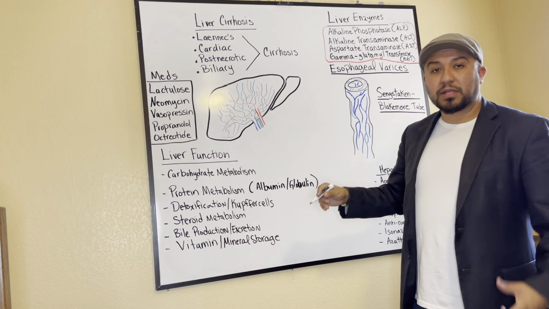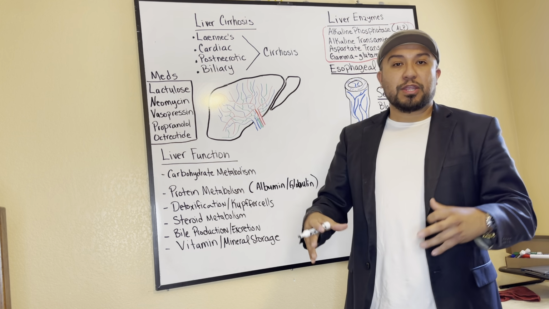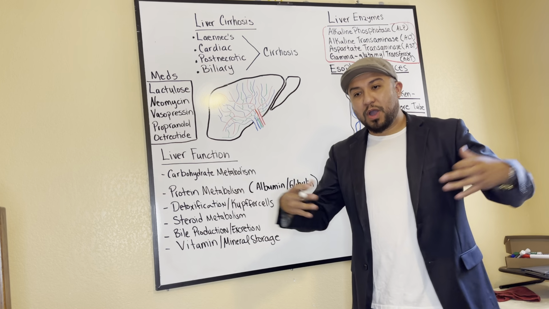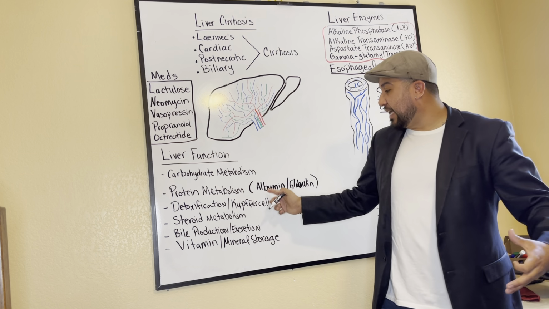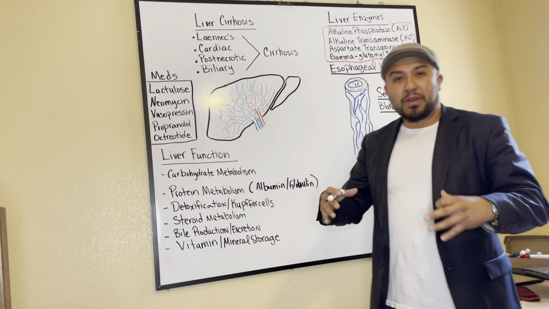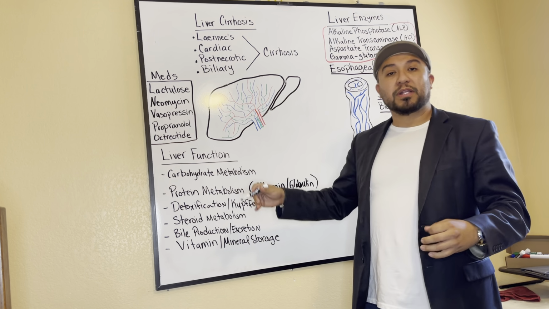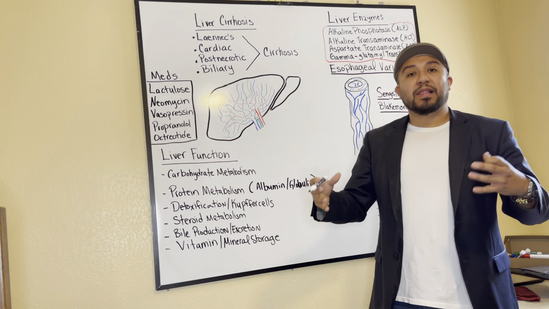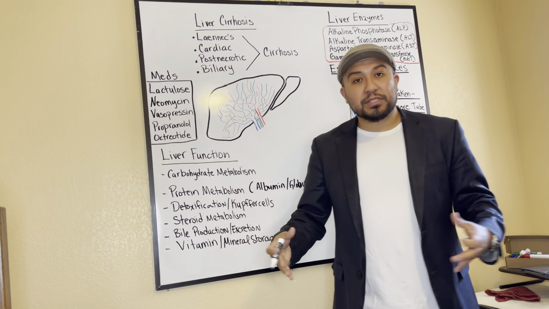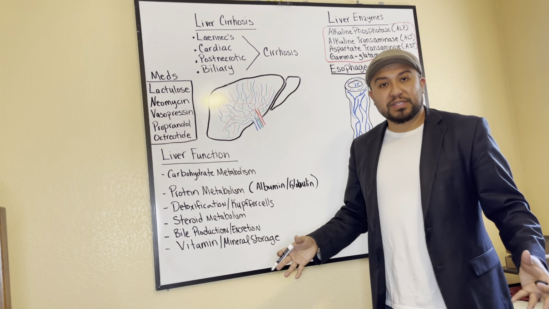Albumin maintains what we call oncotic pressure, which regulates or keeps in check the fluid in your respective compartments, meaning we're not walking around with edema all day, because albumin keeps the fluid in check. And then globulin is a primary component of your immunoglobulins. The liver is responsible for creating factors that allow your immunoglobulins to be produced, to be carried out throughout the system so they can fight off various types of infections.